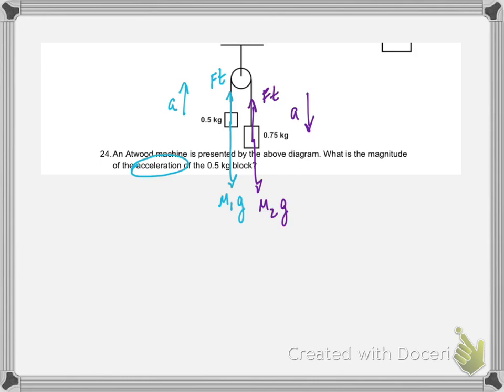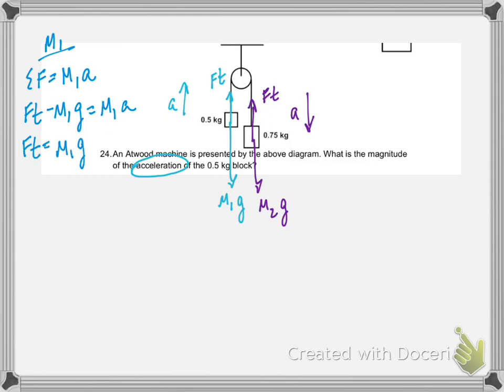All right, so let's sum up the forces for M1. So we have the summation of forces equals M1A because the acceleration is positive. The forces going up are tension force. Downward would be M1G, equals M1A. So our tension force is equal to M1G plus M1A.